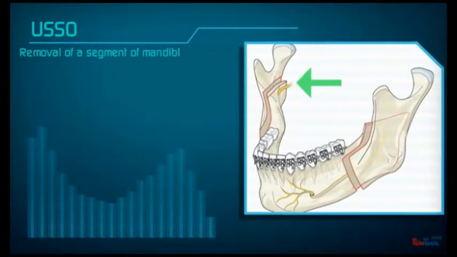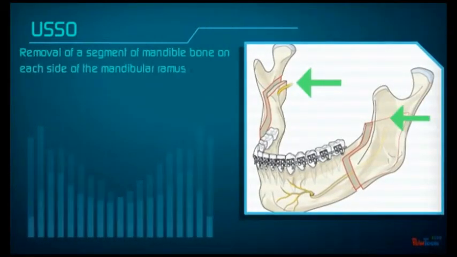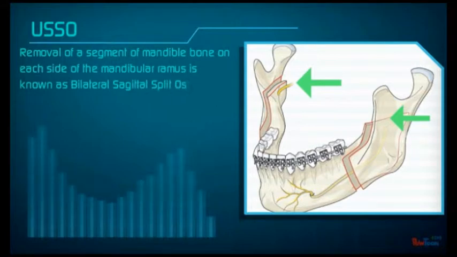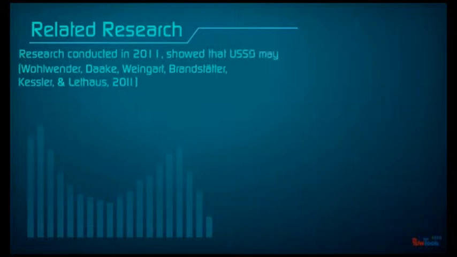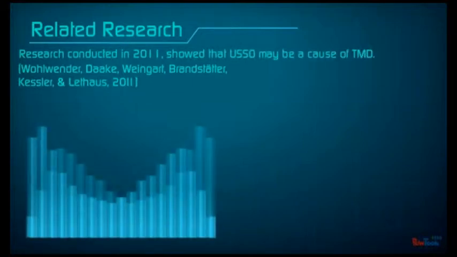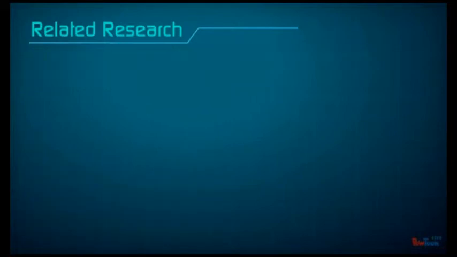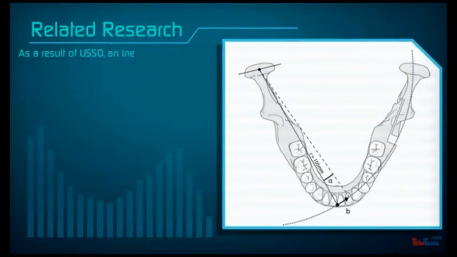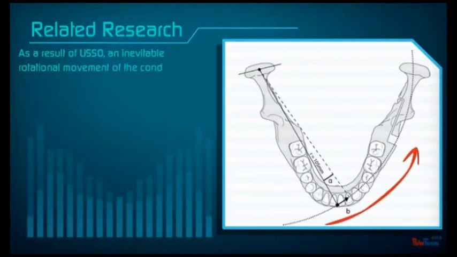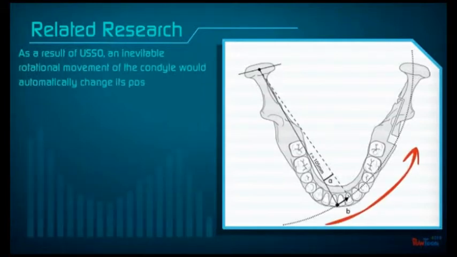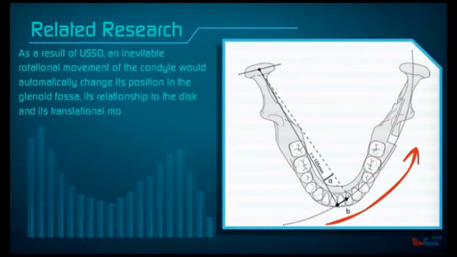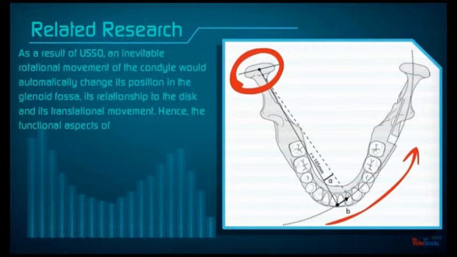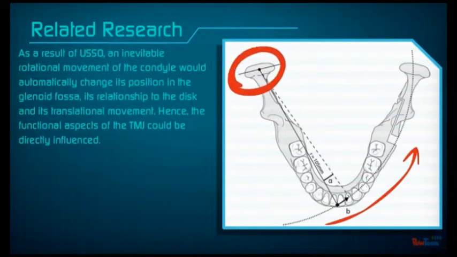Removal of a segment of mandible bone on each side of the mandibular ramus is known as bilateral sagittal split osteotomy. Research conducted by Wolford, Dake, Wingert, Brandstatter, Kessler, and Lethals in 2011 showed that USSO may be a cause of TMD. As a result of USSO, an inevitable rotational movement of the condyle would automatically change its position in the glenoid fossa, its relationship to the disc and its translational movement. Hence, the functional aspects of the TMJ could be directly influenced.